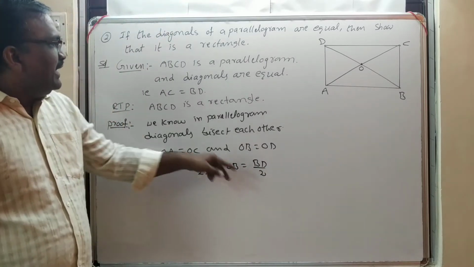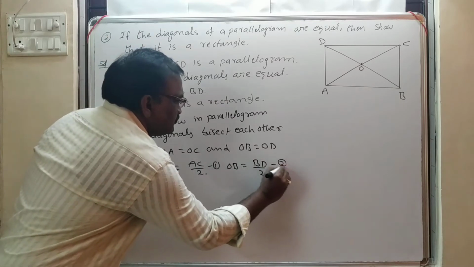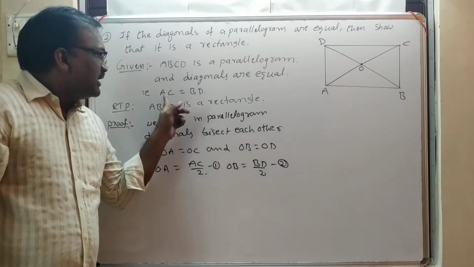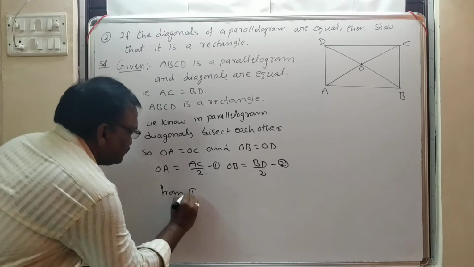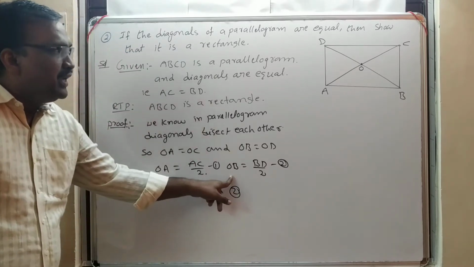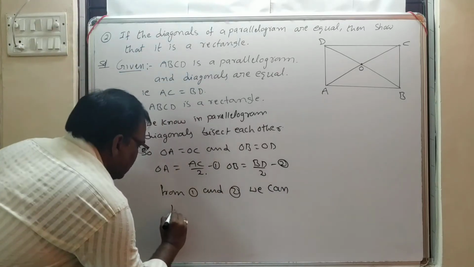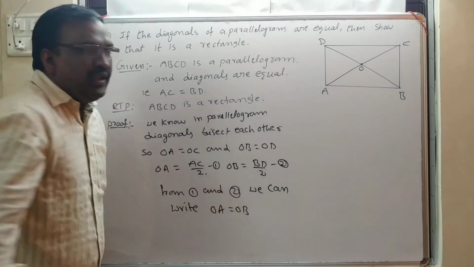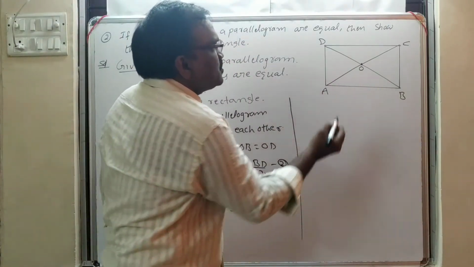But AC is equal to BD, given. So OA is AC by 2 and OB is BD by 2, but AC is equal to BD. From 1 and 2, we can write OA is equal to OB. So this length is equal to this length. These two are equal.